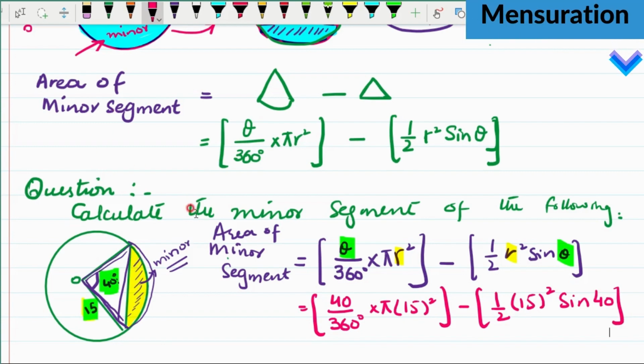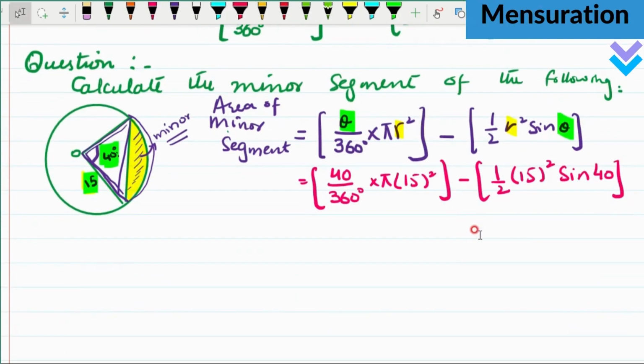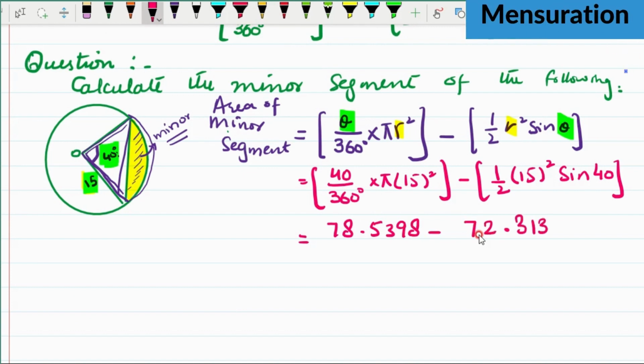So here you need to use your calculator carefully to get the exact answer. So after calculation I will get the answer 78.5398, and here I will get the answer 72.3136, and then finally I will get the answer 6.2262. So let me close this.